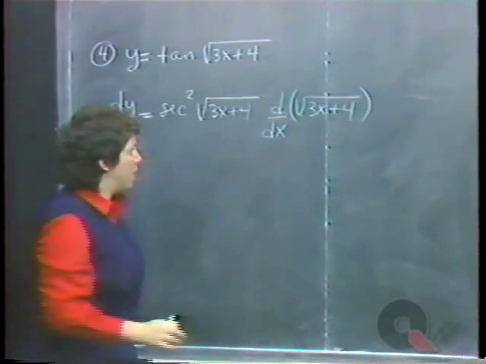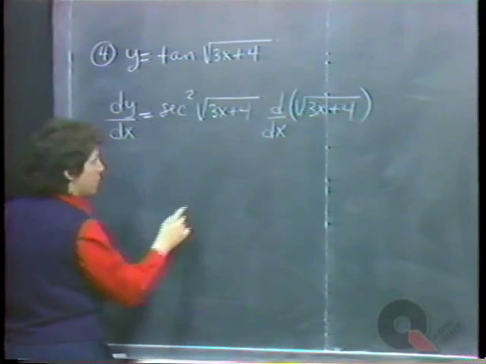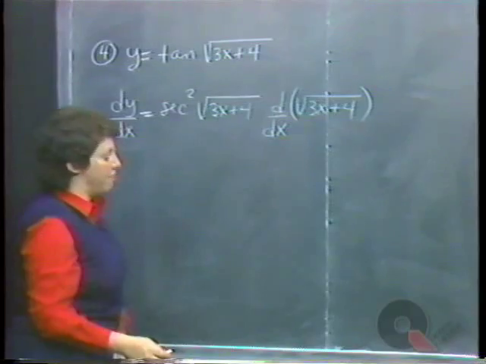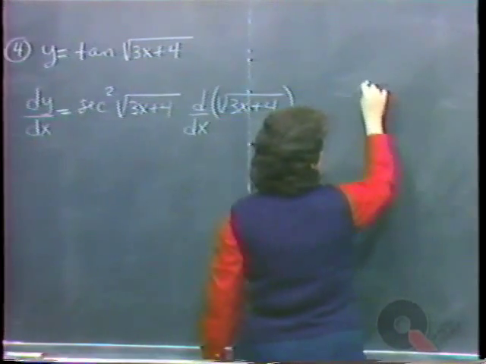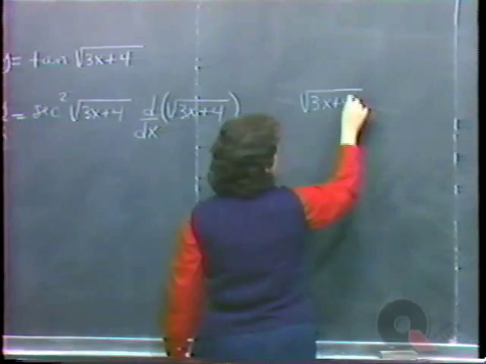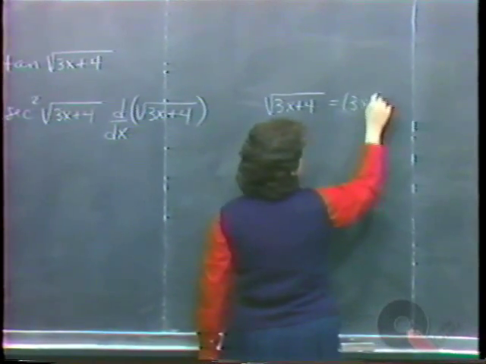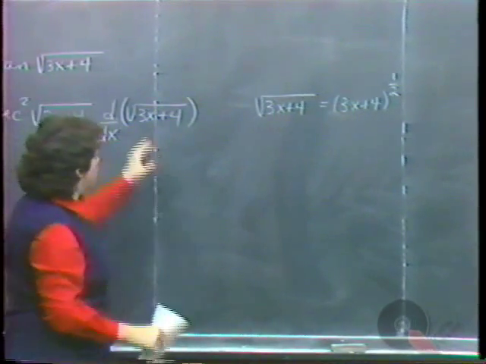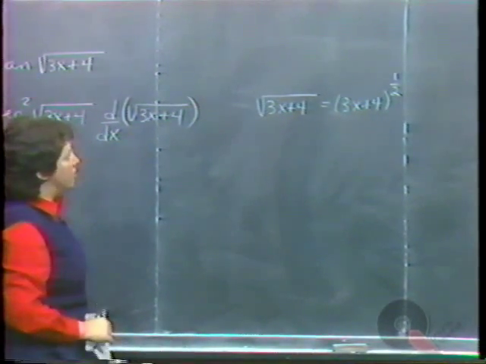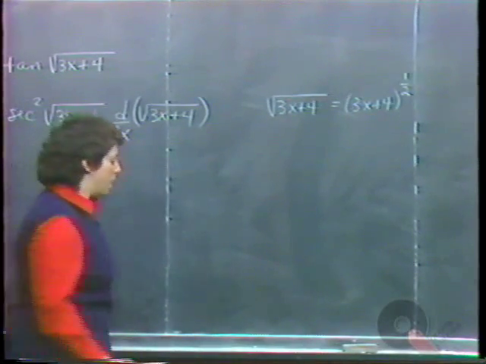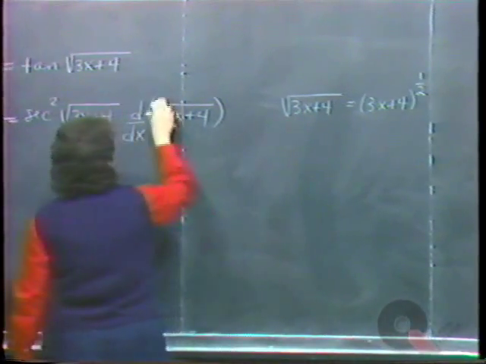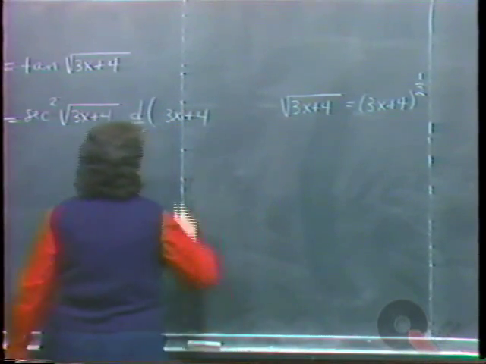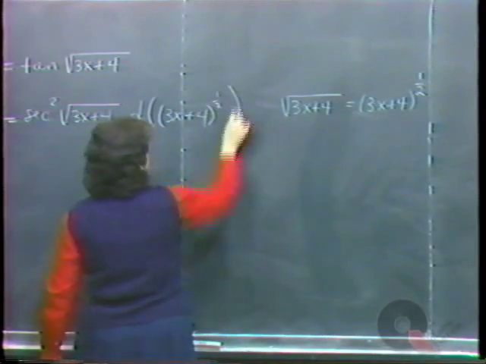In order to do that, we need to remember that the square root of 3x plus 4 is really the same as 3x plus 4 to the 1/2 power. So if we want to differentiate the square root of 3x plus 4, what we're really trying to differentiate is 3x plus 4 to the 1/2 power. Let's write it that way. We want to differentiate 3x plus 4 to the 1/2 power.